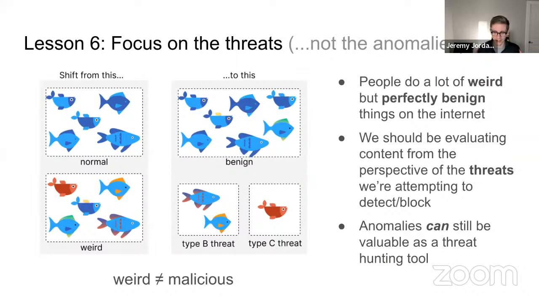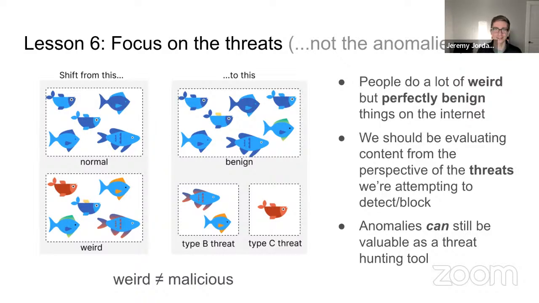Okay, so the next big lesson that I've learned in building threat detection systems is that it's really important to focus on the threats and not necessarily just the anomalies in the data, because there's so much weird but perfectly benign content on the internet that if you're building an anomaly detection model, there might be a misalignment between the things that your models surface and the value that our customers are expecting. At the end of the day, we're a security product. If you're working at a cybersecurity company and building a threat detection system, that's a security product. So we need to make sure that those models are providing security and not just showing weird content. So we evaluate content from the perspective of those threats that we're attempting to detect and block.